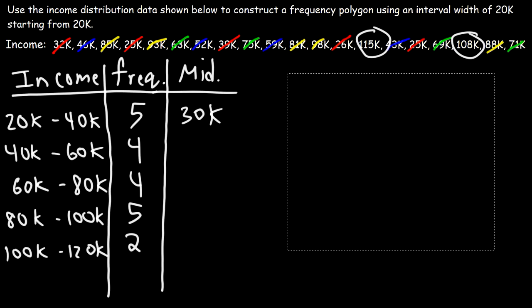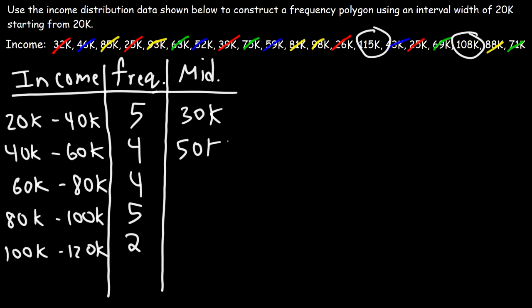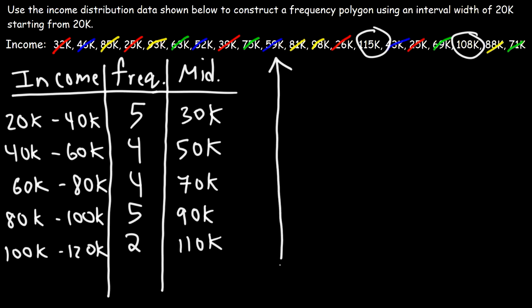Now the midpoint between 40 and 60, that's going to be 50. You could use the same formula to get the same answer. The midpoint between 60 and 80 is 70, and the midpoint between 80 and 100 is 90. And the midpoint between 100 and 120 is 110. So now that we have the midpoint values for our class width or our income ranges, now we can construct the frequency polygon. So let's make a graph. On the y-axis, we're going to plot our frequency values. On the x-axis, we're going to plot the income values.